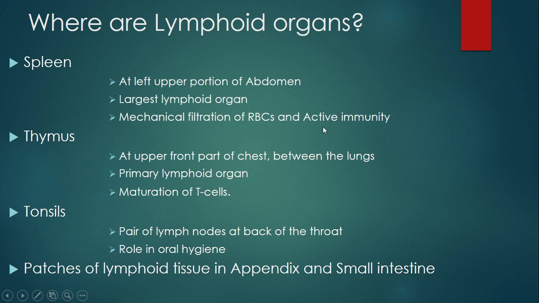The next important organ of this concern is the thymus. The thymus is found at the upper front part of the chest between the lungs and is considered the primary lymphoid organ as it is most active in childhood. As the child gets older and reaches the age of adulthood, the thymus decreases its function, and it is mainly concerned with the maturation of T cells in childhood.